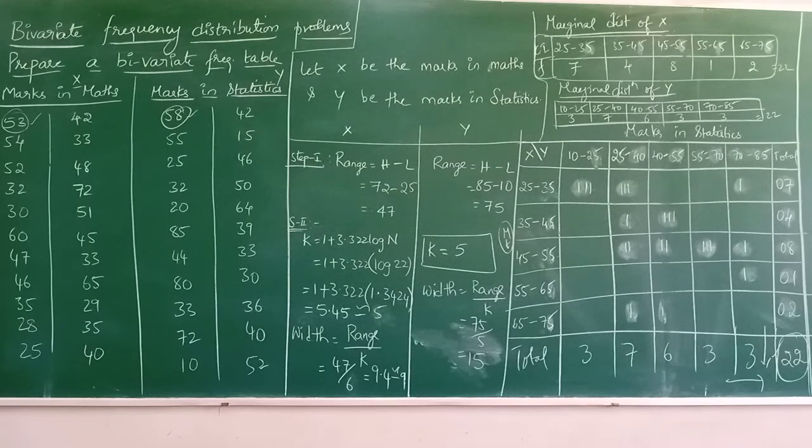So I hope this problem is clear. Carefully draw the tallies. Unless they ask for the marginal distribution, you need not write it. If they ask, write down the marginal distribution of x, then only you are supposed to write it after framing the bivariate table. Clear?